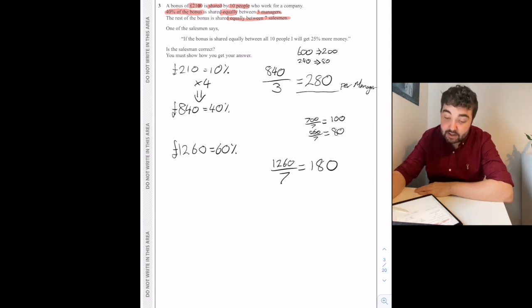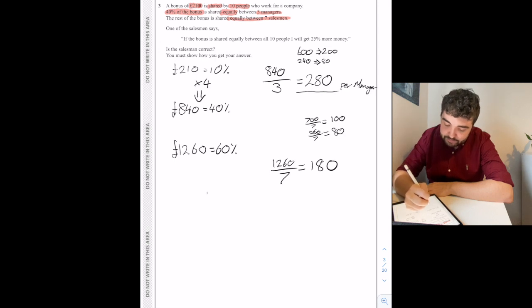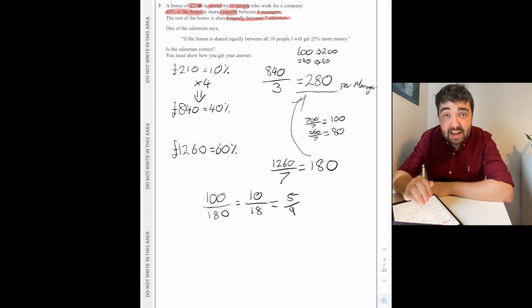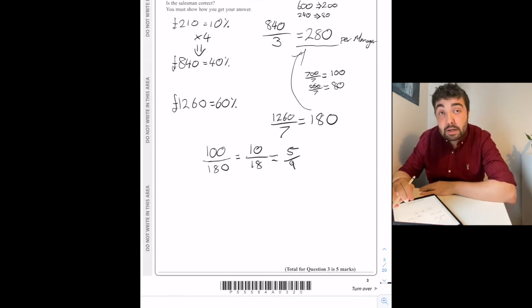So are they getting 25% more? Doesn't look like it, but let's find out anyway. So it's £100 more, isn't it? From 180 to 280, the manager's getting £100 more. Is that 25% of 180? Absolutely not, but let's prove it anyway. This is going to be the same as 10 over 18, which is the same as 5 over 9, which isn't 25%. Who'd have guessed it? I would have. That's who. Would you? Maybe. I don't know. It's a question that you can only ask yourself.